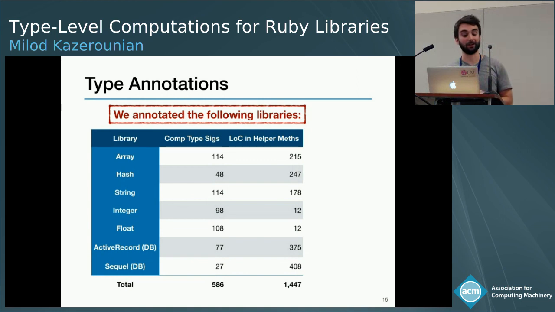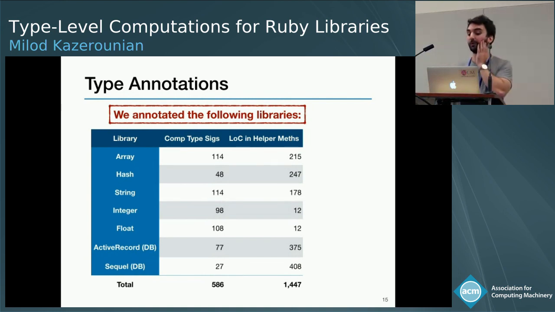All right, so shown here are the libraries that we actually annotated. We annotated a number of Ruby's core libraries: array, hash, string, integer, and float, and two database DSLs, ActiveRecord as we saw, and another one called SQL. So in total, we wrote 586 CompType signatures. And then this last column here shows the lines of code in helper methods. What this means is in each CompType that we wrote, all the type level code would do is call out to what we call a helper method, which actually implements the type level logic. So in total, we wrote over 1,400 lines of code in these helper methods.